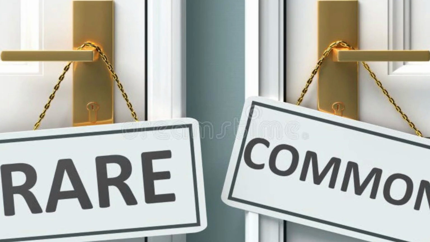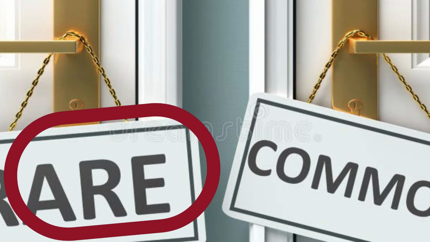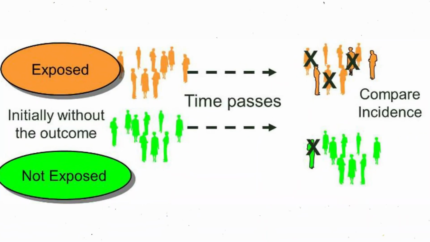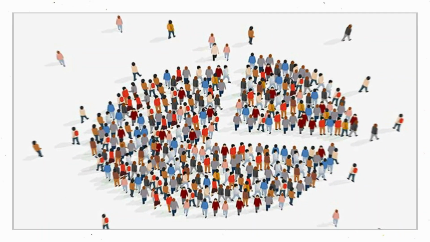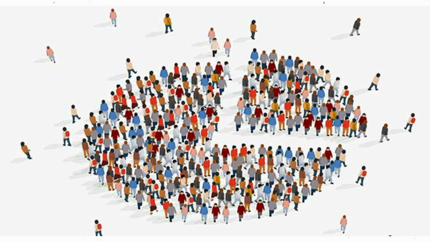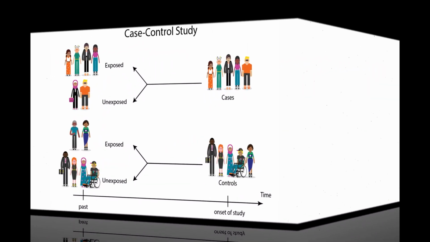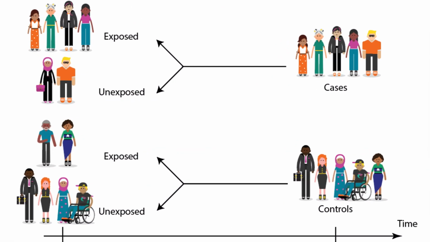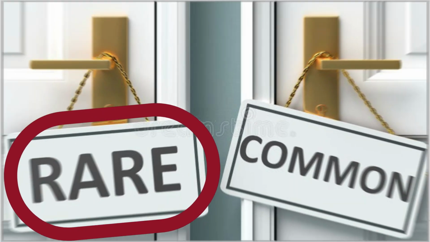But what if you're dealing with a rare outcome? That's when things get a little tricky. In a prospective cohort study, for example, you'd need a huge sample size to find enough cases, and that's not always feasible. That's why in these situations, case control study is often the better choice. It's more efficient when you're dealing with rare outcomes.